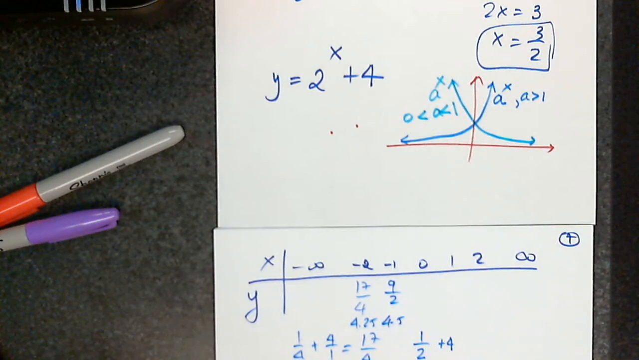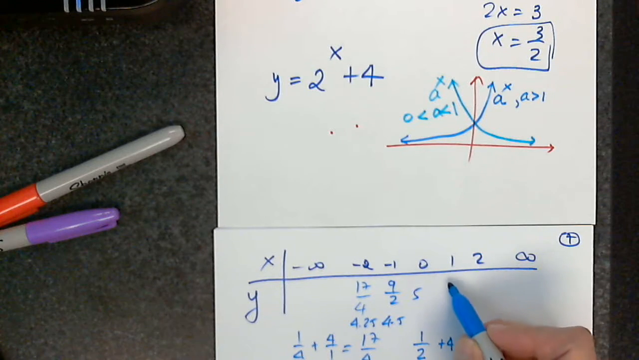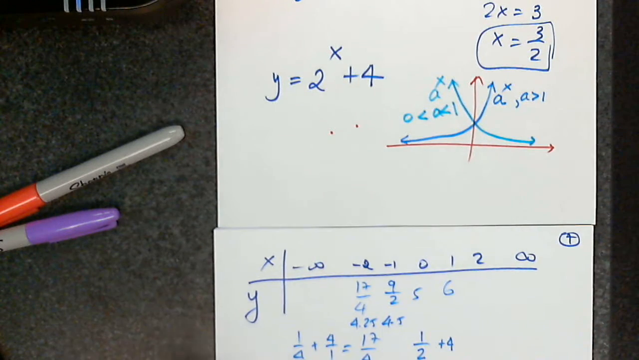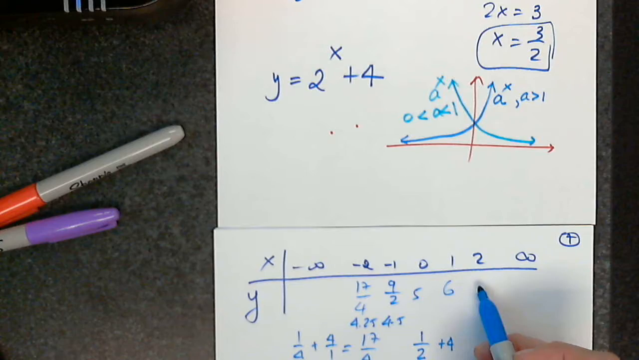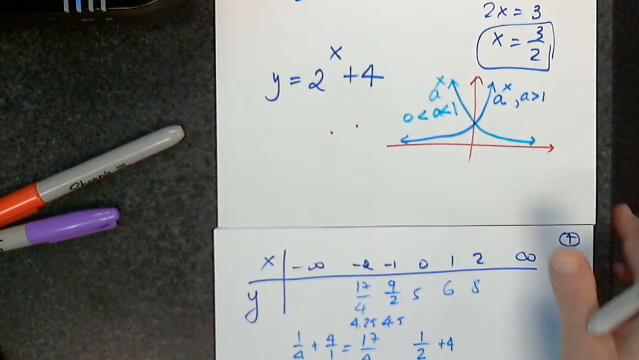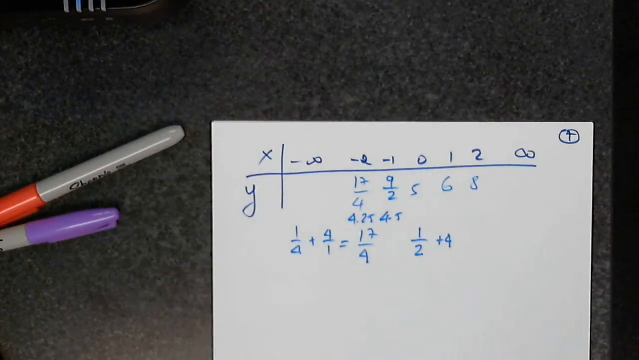Now let's plug in 0. What do we get when we plug in 0? Yes, indeed, because 2 to 0 is 1, 1 plus 4 is 5. When I plug in 1, that's 6. When I plug in 2, careful, that's 8. Nice try. Good.